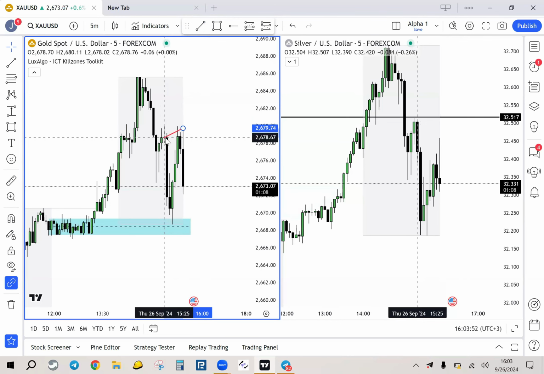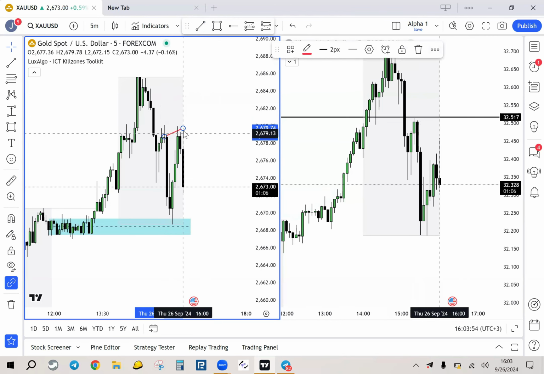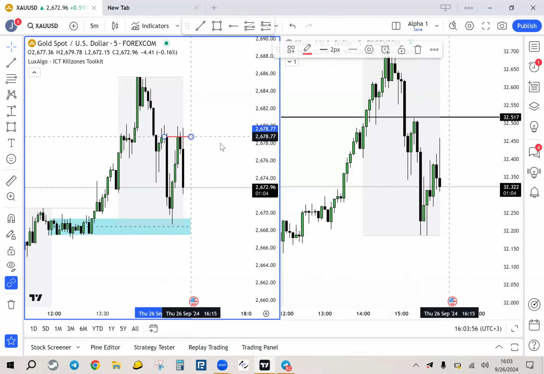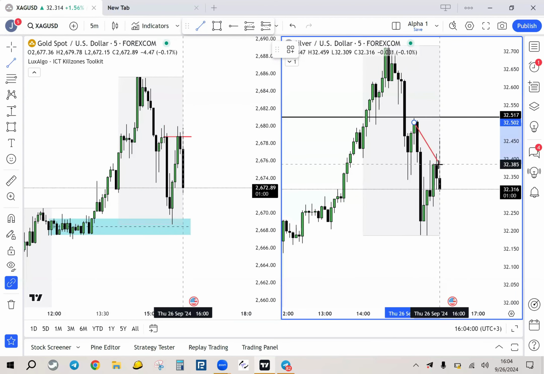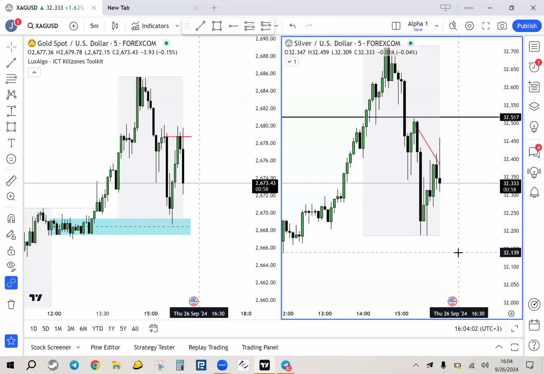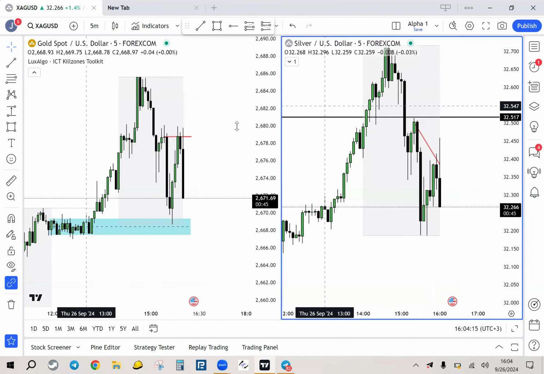Sorry. Equal highs. Okay, and we have lower highs on silver. Okay, so this is a bearish continuation divergence. But again, think of it like this. How can something which is bullish continue to be bearish? This is just showing you weakness, temporary weakness, okay?